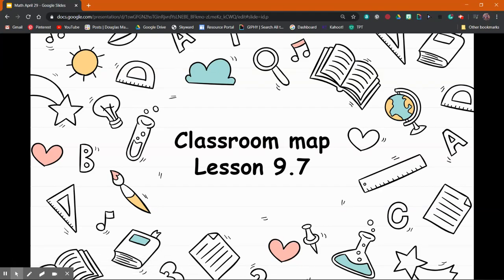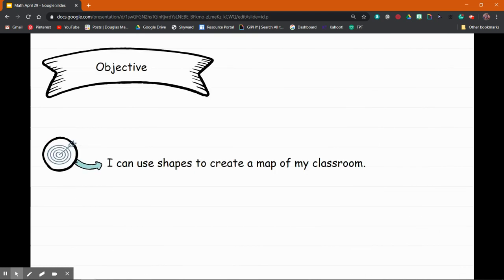Hello, everyone. This is your math lesson for Wednesday, April 29th. And our goal for today says, I can use shapes to create a map of my classroom.